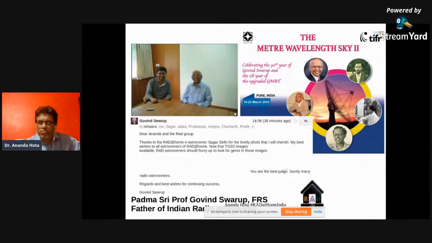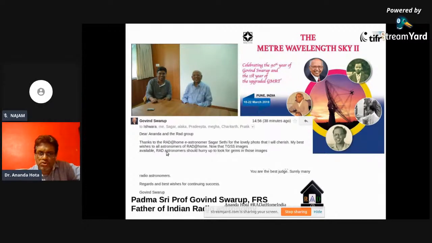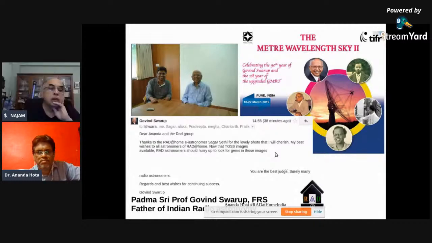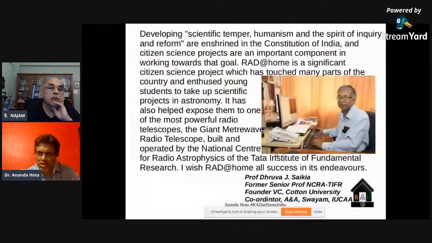So Professor Govind Swarup, who led the building of GMRT, encouraged me from the very beginning. Dear Ananda and Red Group, he is always encouraging. You can see his letter. Thanks for the letter from Sagar Sethi, whose lovely picture we made. My best wishes for astronomers at Red Home. Now the TGSS images are available. Red Home astronomers should hurry up and find gems in those images. This is my PhD guide, now leading the online teaching from IUCAA.